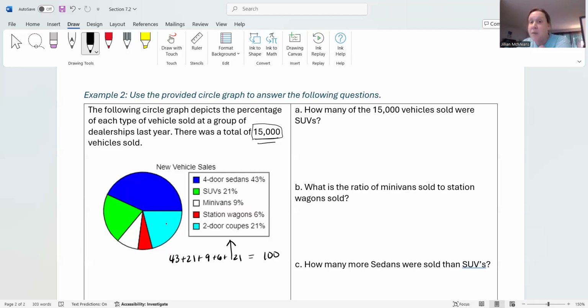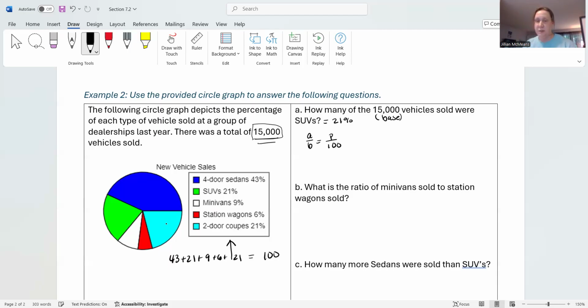Part A says, how many of the 15,000 vehicles sold were SUVs? Well, the 15,000 vehicles sold, that's our base. That's the entire quantity being considered. The SUVs we know is 21%. Okay? So we need to know what physical number of the vehicles were the SUVs. Okay? So what we have to do is figure out the amount. We know the percentage, we know the base, we don't know the amount. Okay? And the amount is the actual number of SUVs, not the percentage. Okay? So we have the amount over the base equals the percent over 100.